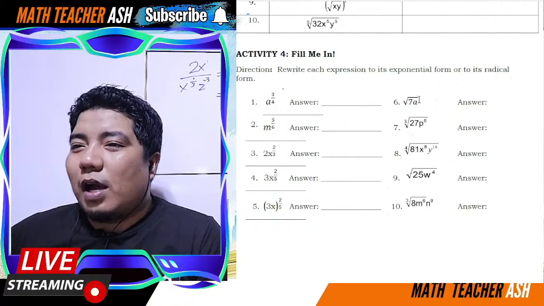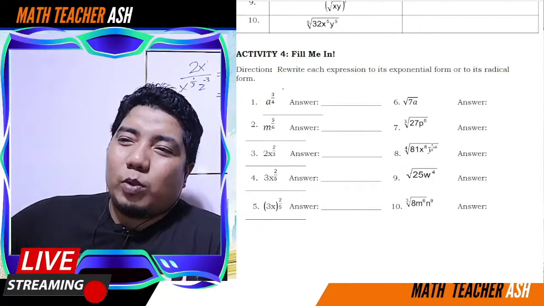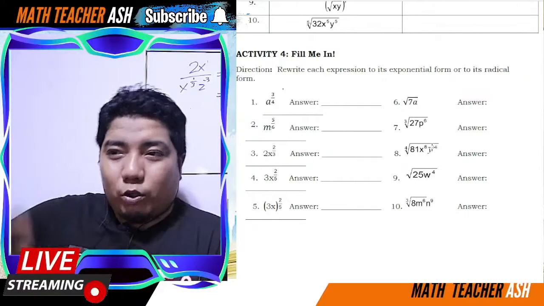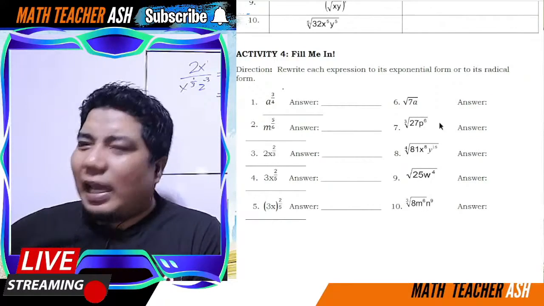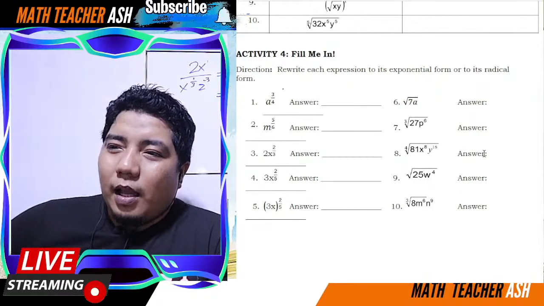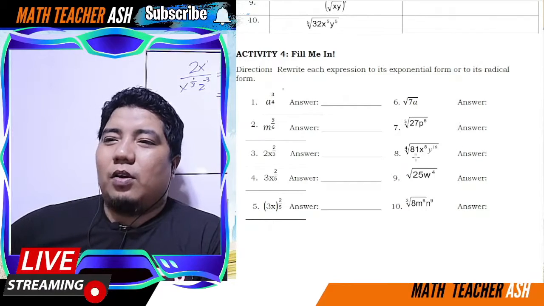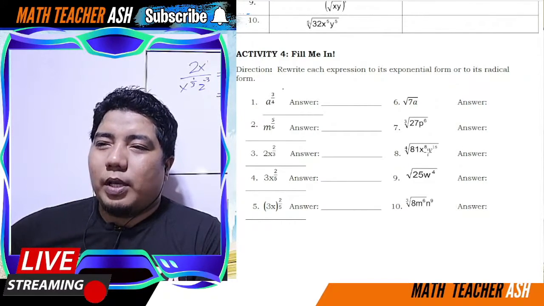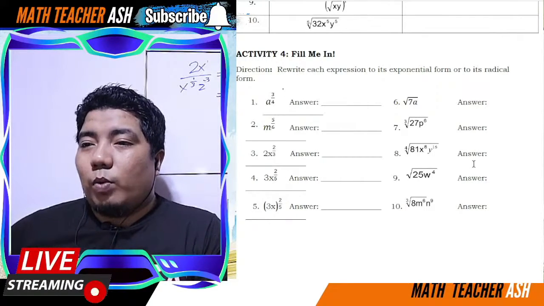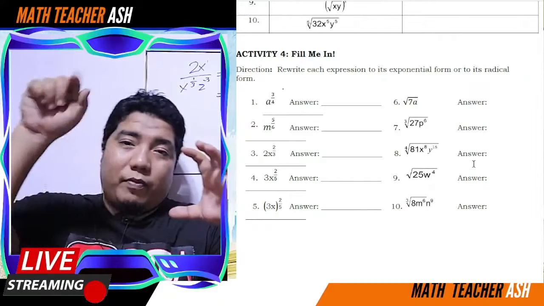Now, question, paano naman kung radical ang given? Okay, ito naman. Okay, number 6. The square root of 7a. So, that will become the quantity 7a to the power of 1/2. Okay, napakadali. Now, ito naman, number 8. The fourth root of 81x to the power of 8y to the power of 16. Okay, so, this will become 81x to the power of 8, y to the power of 16, all to the power of 1/4. So, may 1/4 sa labas.